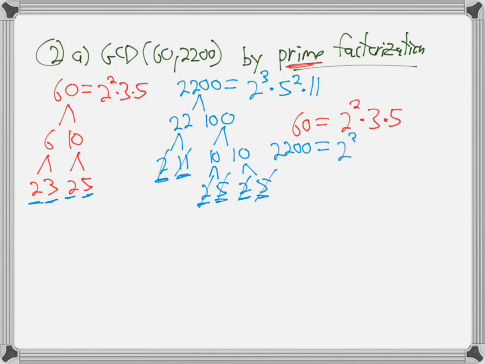2200 is 2 cubed, and then you line them up. Watch what I'm doing. I'm going to put the 5 under the other 5, and then the 11 off to the right. So you're lining up the various primes. Is that making sense so far? We're going to answer both the GCD and the LCM in like 5 seconds. We'll have them both. It's so powerful, this method.